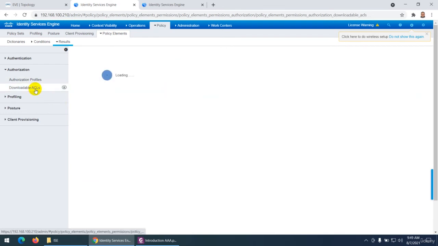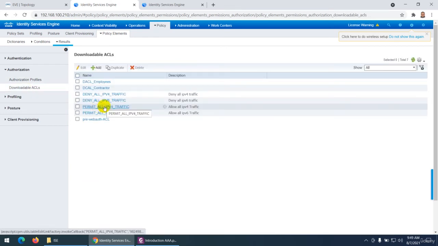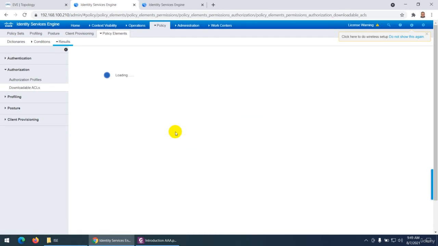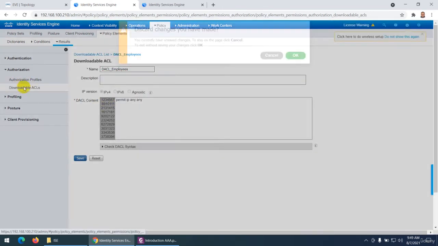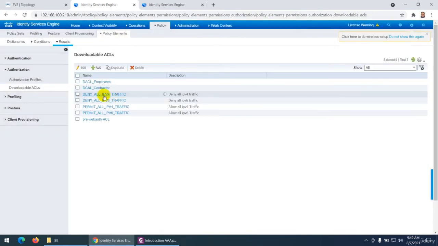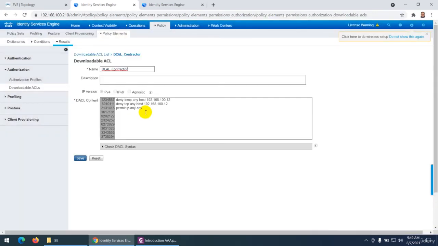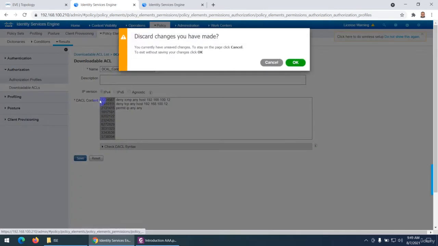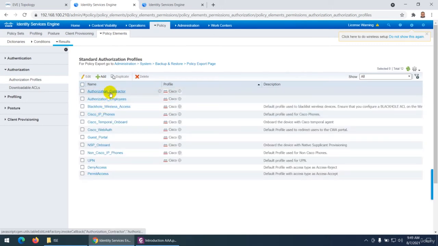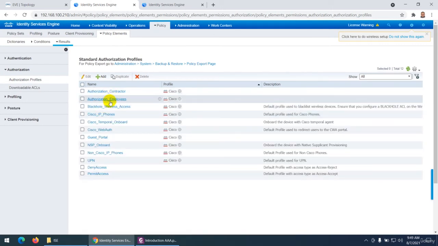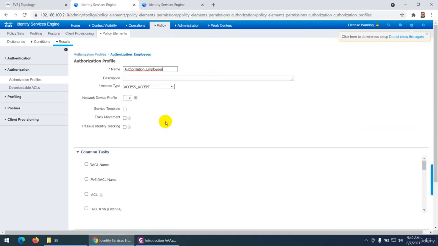And before authorization profile, we can create ACL, like a DACL for employees. So employees are allowed to permit any. And suppose I create, last time, contractor. So contractor is denied to these resources. And then we attach these to our profile. These are authorization, contractor and employees.